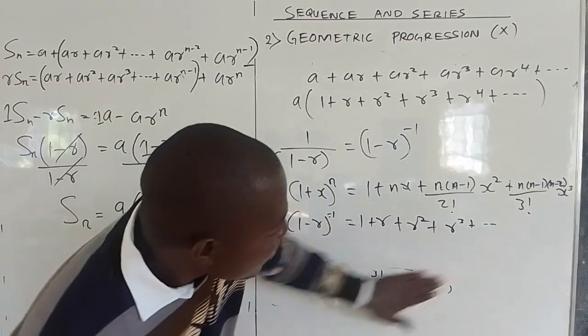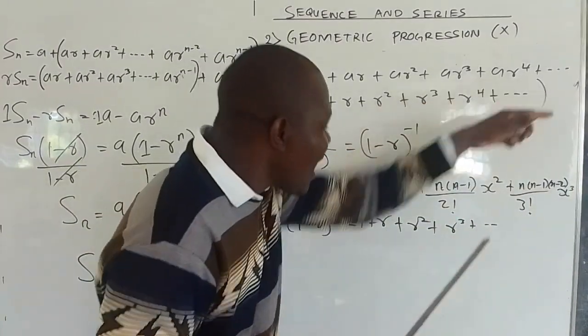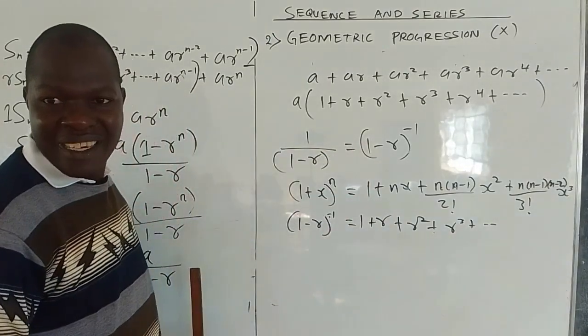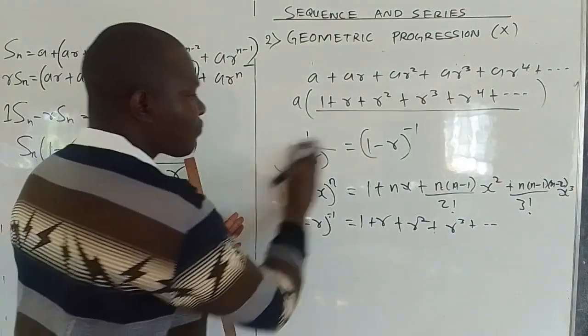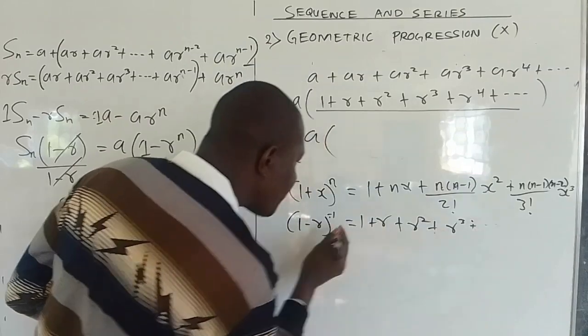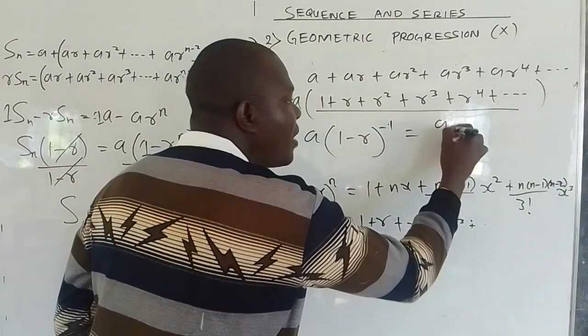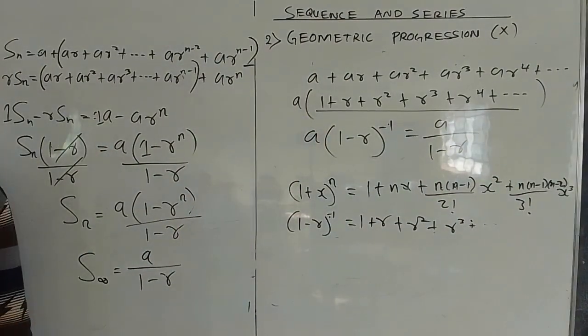So if you look at this, what is this? 1 plus r plus r squared plus r cubed in that order. So you can see it is the same as this. Are you seeing that? Yes. So it means the whole of this is the same as a into 1 minus r raised to negative 1, because the whole of this we found is the same as this. Meaning it is a over 1 minus r. This is what you have there. You see how this is coming about?